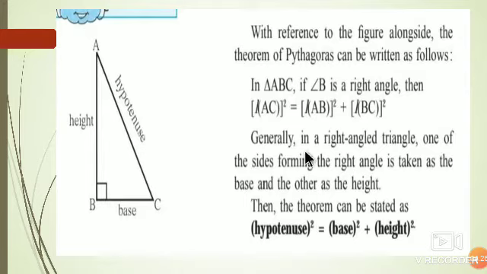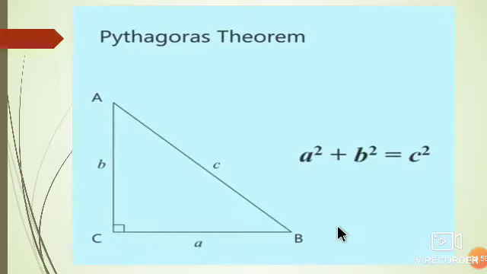Okay. So generally in a right angle triangle, one of the sides forming the right angle is taken as the base and the other as the height. So this is the theorem. This you have to learn. Hypotenuse square is equal to base square plus height square, or you can write here hypotenuse square is equal to side square plus side square. This formula you have to learn. This is the Pythagoras theorem.